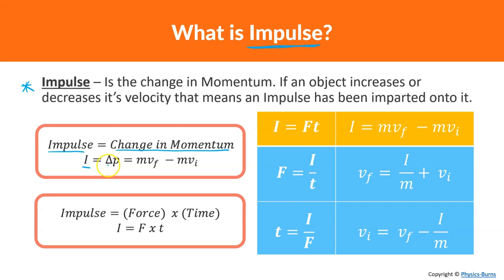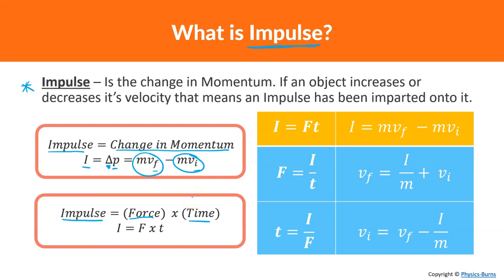Okay, whenever we see this triangle shape, that means change. And we should already know this lowercase p is momentum. So change is always final minus initial. So final momentum is mass times velocity final, minus mass times velocity initial. Okay, so there's two formulas for it. That's one formula. And then the impulse is also force times time.